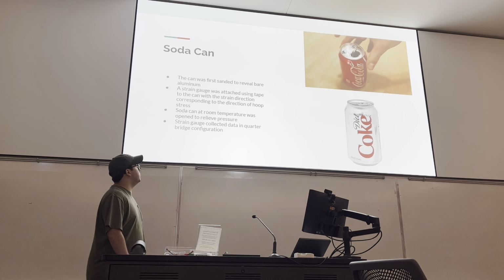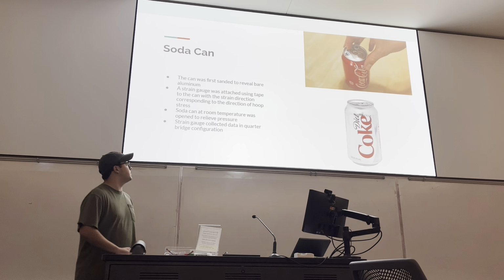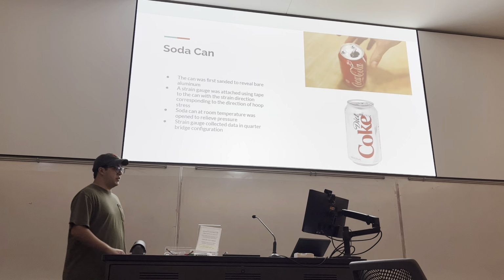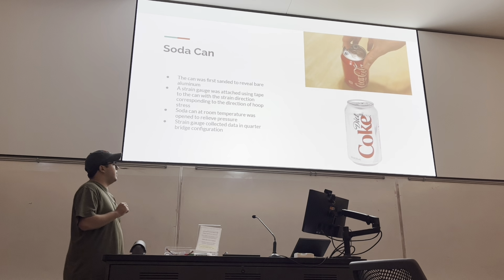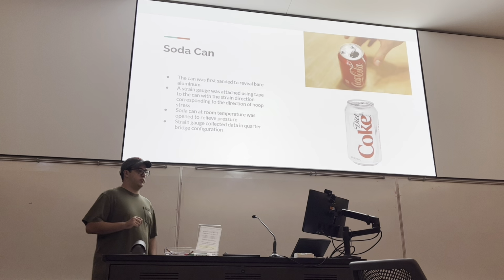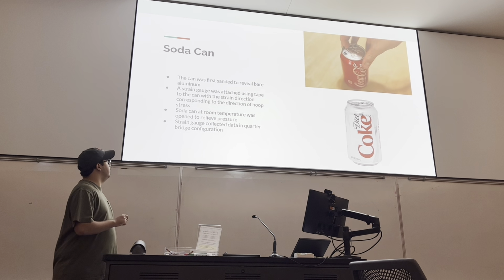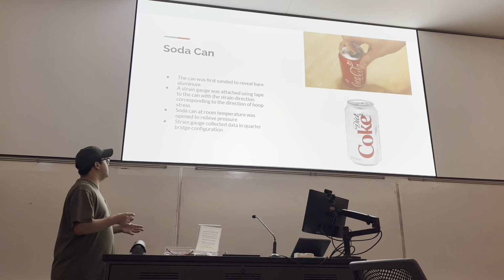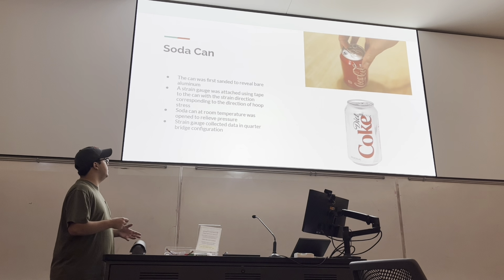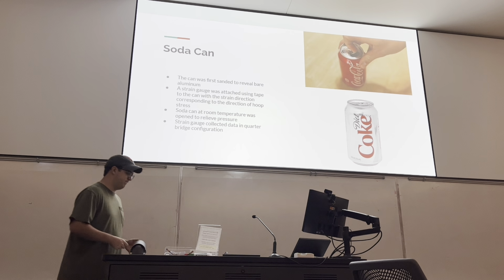For the second experiment, we used a soda can, which was sanded down bare to reveal the aluminum surface, and a strain gauge was attached using tape in the hoop direction. And after this was all completed and it was hooked up to the quarter Wheatstone bridge, what we used to measure the pressure difference, we opened the pop tab on the can and got the data from the relief pressure.